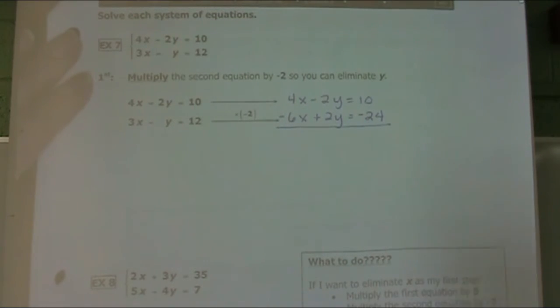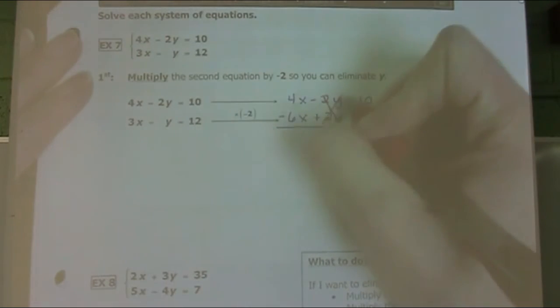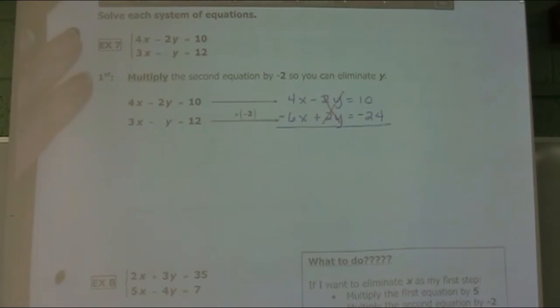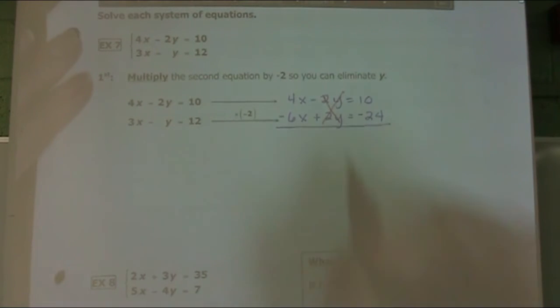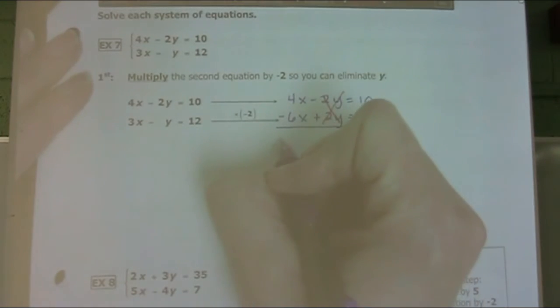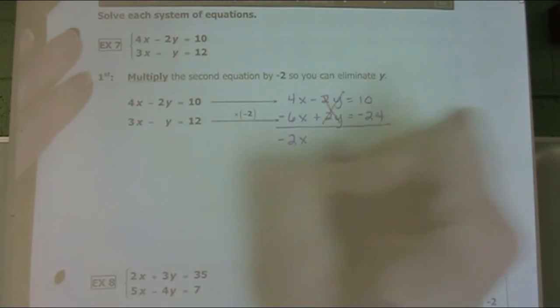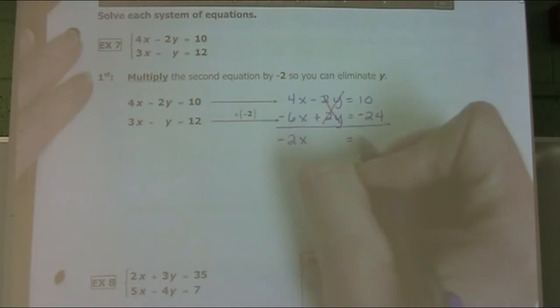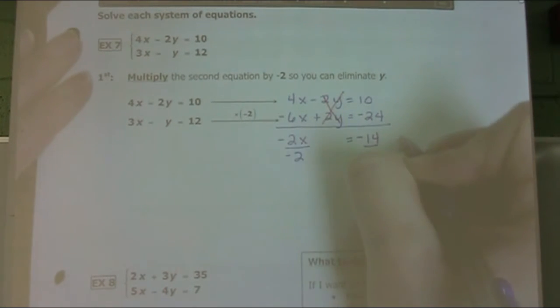And now I'm going to add. When I add, my -2y and positive 2y eliminate. They cancel to 0. 4x and -6x give me -2x. 10 and -24 give me -14. Divide both sides by -2. And this gives me x equals 7.